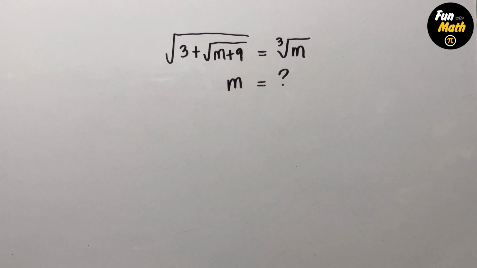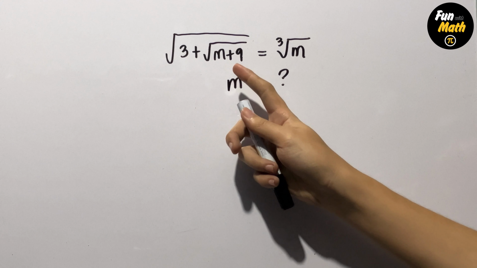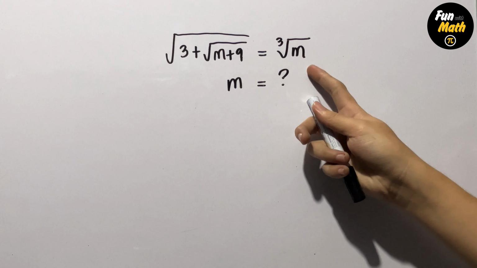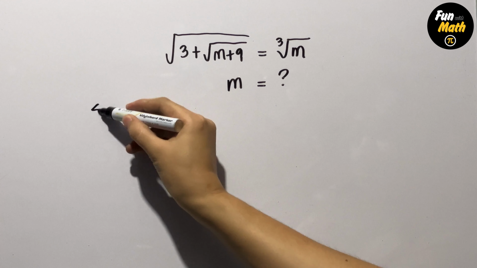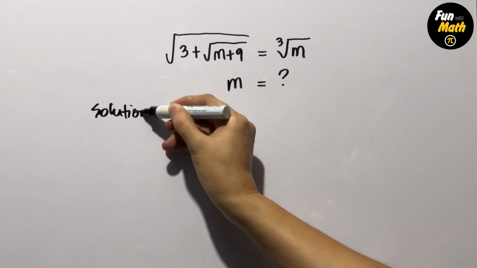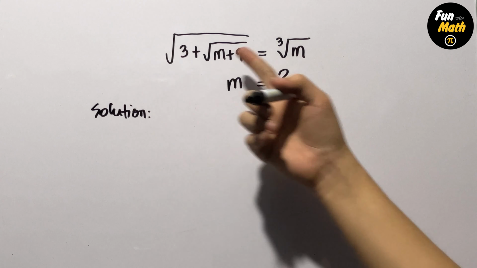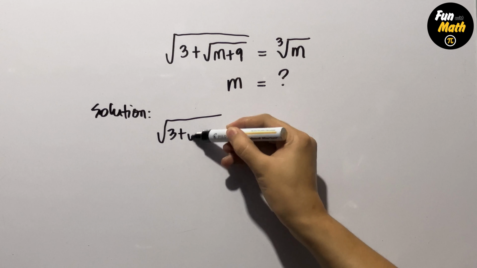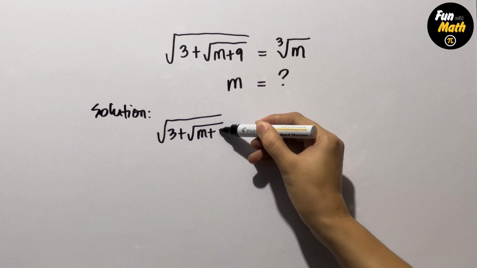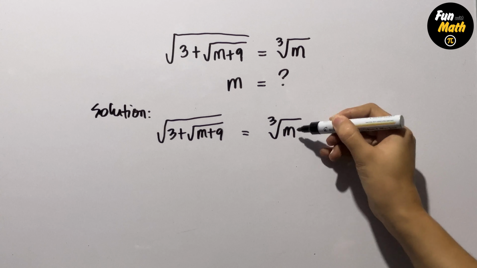Here's another problem. Square root of 3 plus square root of m plus 9 is equal to cube root of m. Find m. So here's the solution. First, let's bring down the given equation. Square root of 3 plus square root of m plus 9 equals cube root of m.